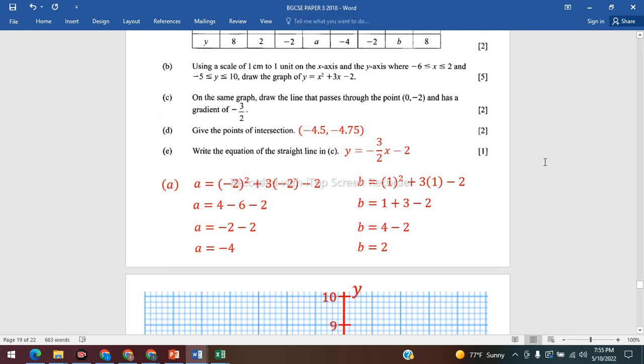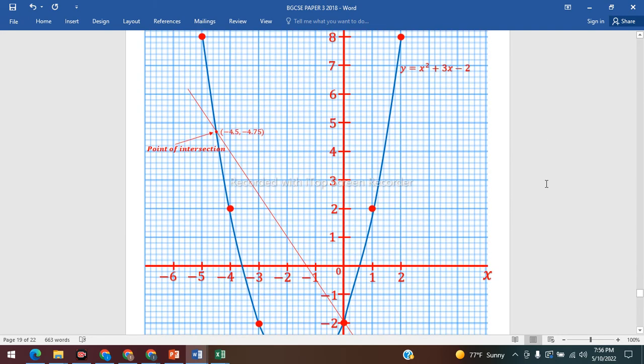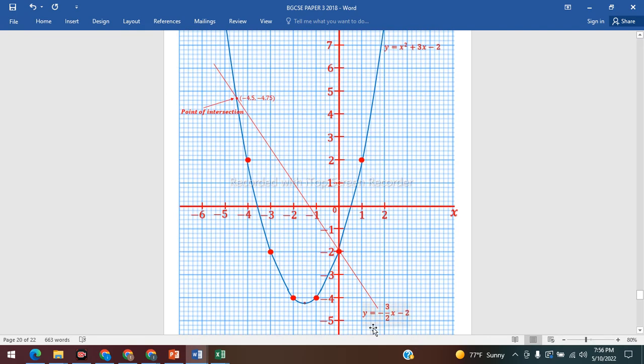Now, the equation of the line is going to be our slope, which is negative 3/2, that was given, and the y-intercept, which is negative 2. So the equation is y equals negative 3/2 x minus 2. So that's how we get that equation. Okay, and that's our graph. That's how we do it. And notice I labeled the graph as well.